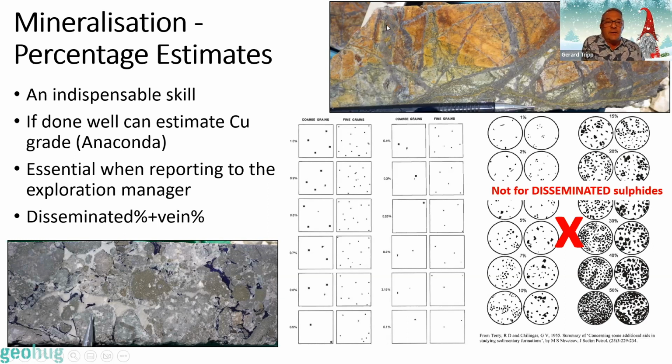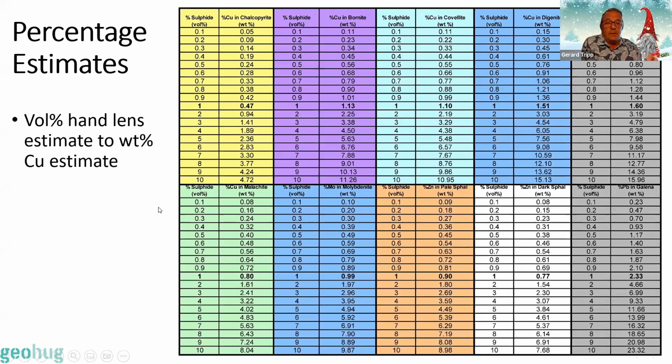Given that you're looking in the hand lens at a volume percent, we then need to convert that to a weight percent copper. So if the sulfide is chalcopyrite and I've got 1% volume percent in the hand lens, that's going to equate to 0.47% copper in the sample by weight. So you can use charts like this and come up with quite an accurate estimate of what your copper grade is.